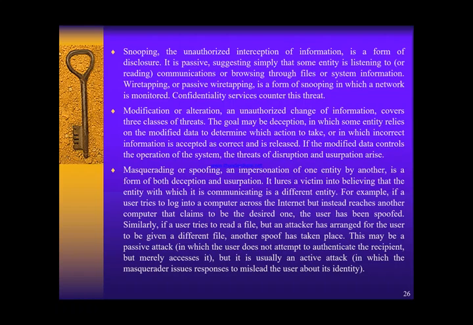This may be a passive attack, in which the user does not attempt to authenticate the recipient, but merely accesses it. But it is usually an active attack, in which the masquerader issues responses to mislead the user about its identity. Masquerading or spoofing is only one way of attacking. We are trying to access other resources without the knowledge of the user. That is how we have active and passive attacks.